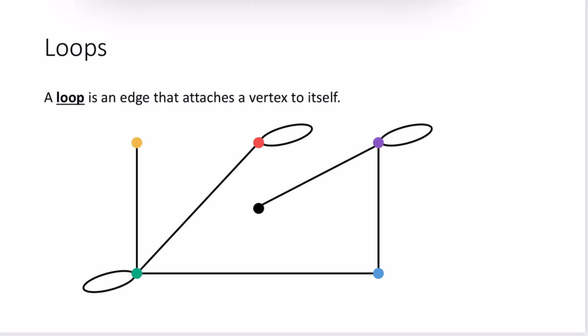So in this graph, we have 3 loops. We have the loop that attaches the red vertex to itself, right here. And then we have the loop that attaches the purple vertex to itself, as well as the loop that attaches the green vertex to itself. So loops are special types of edges.